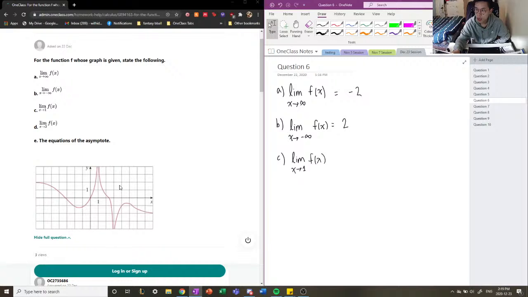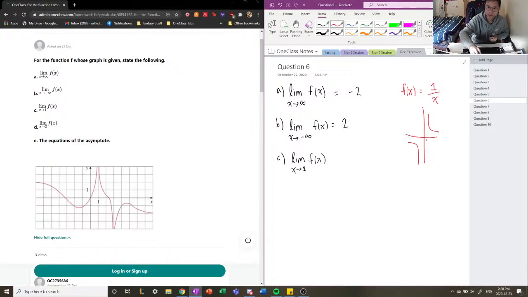A very good example of an exception is the reciprocal function. So if we were to have, let's say, in our notes here, f of x equals 1 over x, and we were to graph that out, it would look something like this. So we know that a vertical asymptote here is x equals 0.